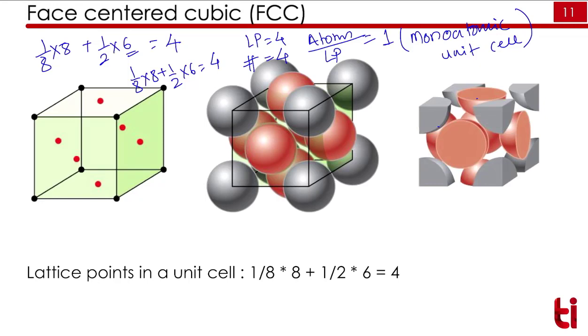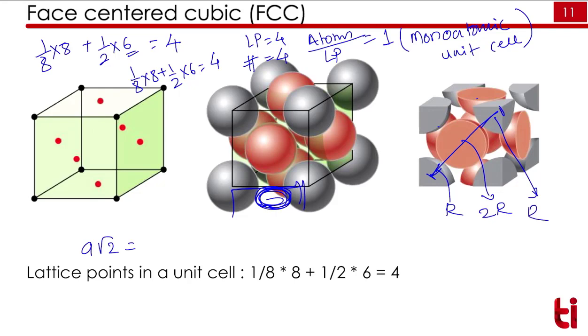Again here, the relationship between a and r we cannot find using the simple relation because we don't know the distance between these two. So you have to find the atoms touching together, and they are touching at the face diagonal. The face diagonal we know is a root 2, which is equal to r plus 2r plus r. So this comes equal to 4r. This is the relation between a and r. These are also important relations and you have to remember this.